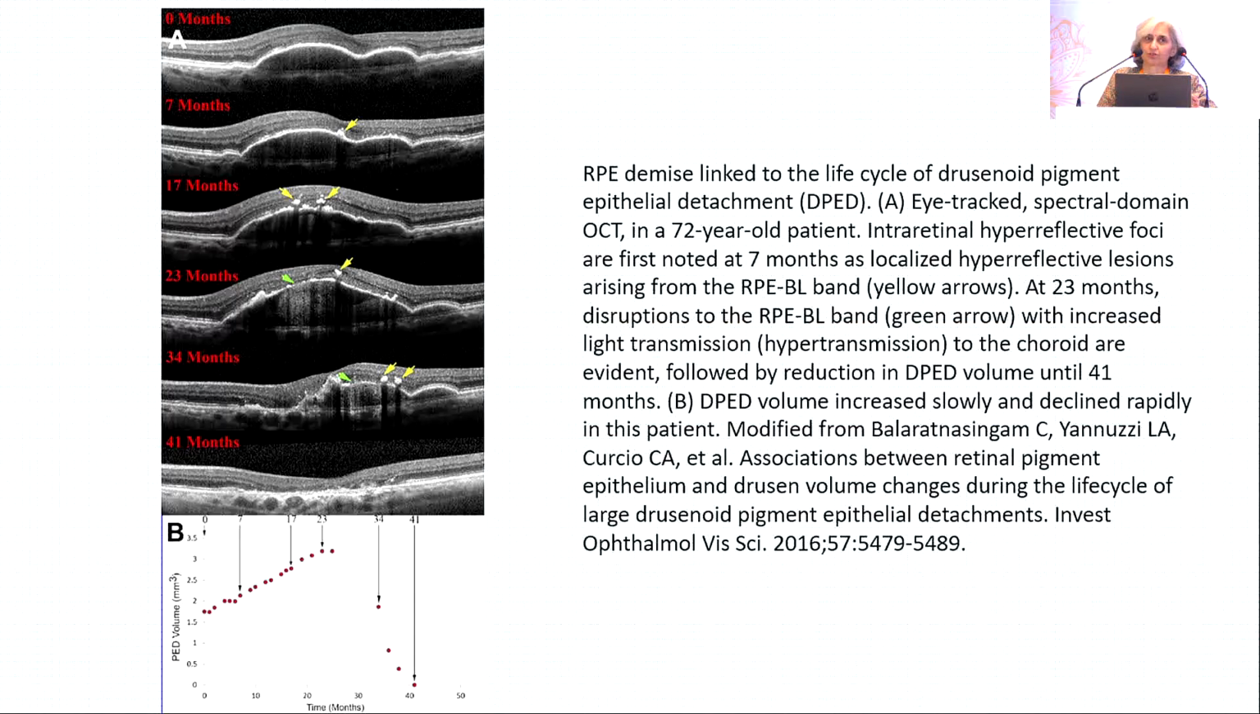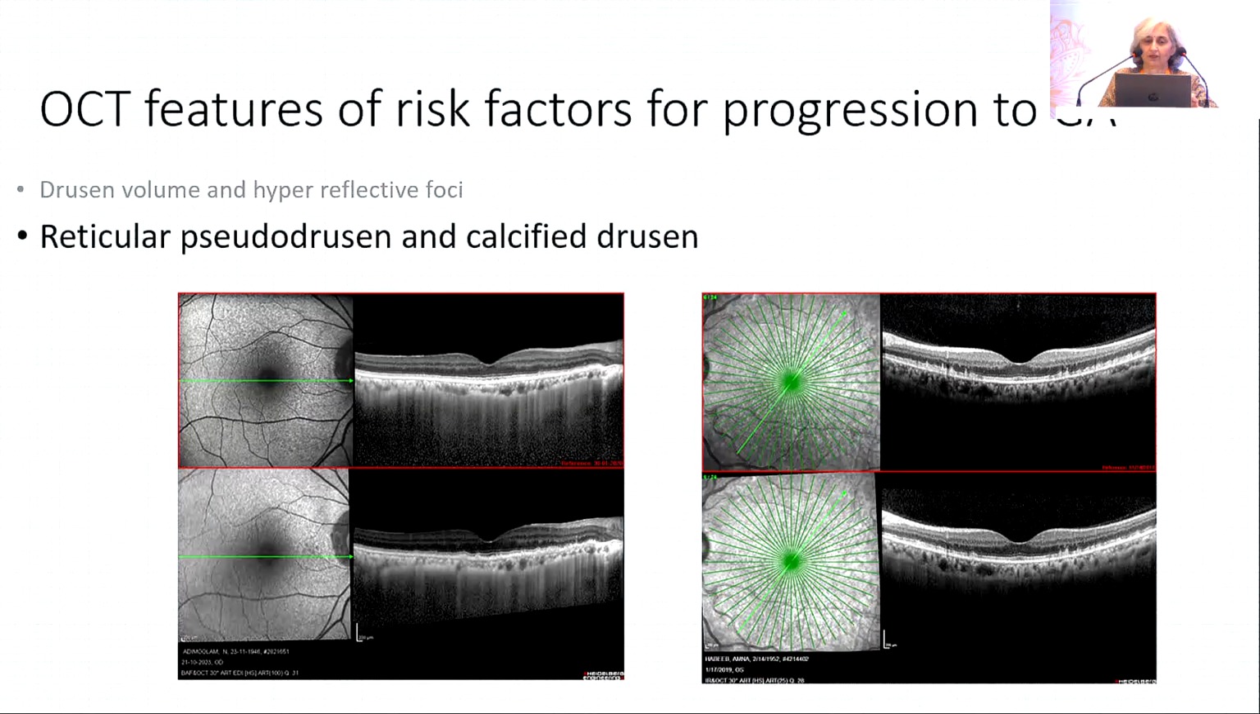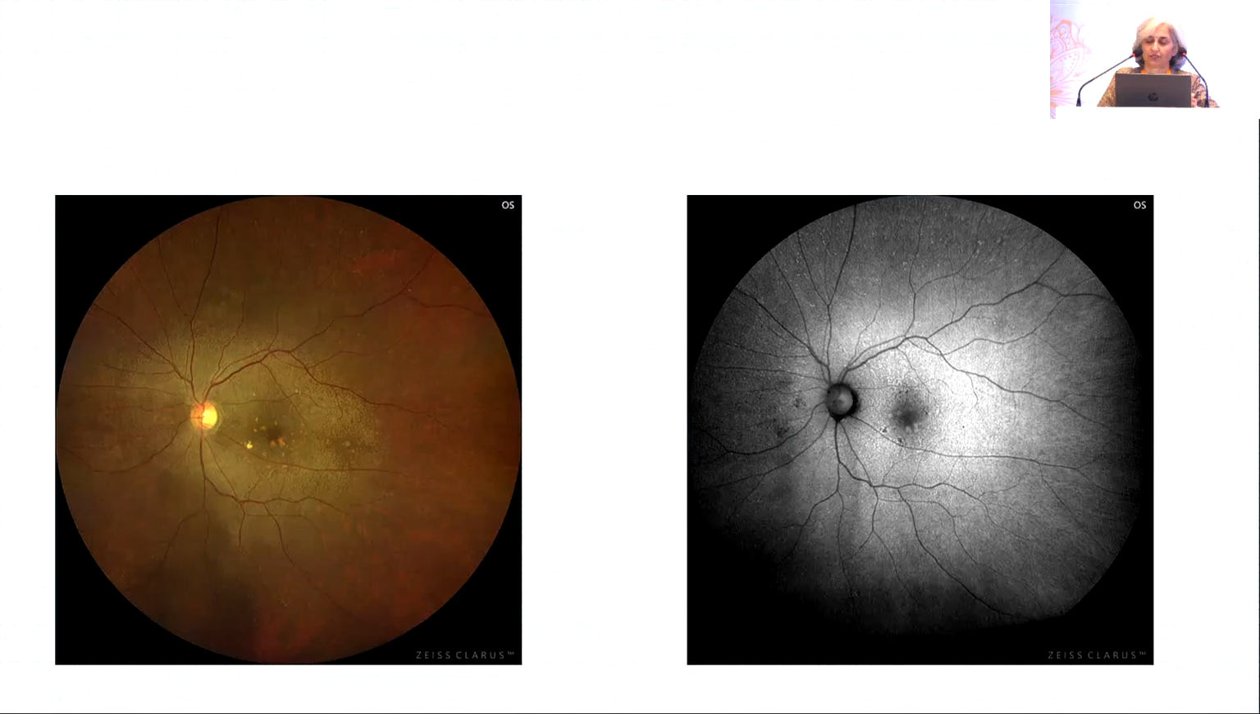And I think most of us would have seen these in our cases, a large pigment epithelial detachment developing hyperreflective dots on the surface. Over a period of time, you see the content changes and ends up as atrophy. Usually takes about 4 years. Other known risk factors are reticular drusen, pseudodrusen, and calcified drusen, best picked up on fundus autofluorescence and near-infrared imaging.